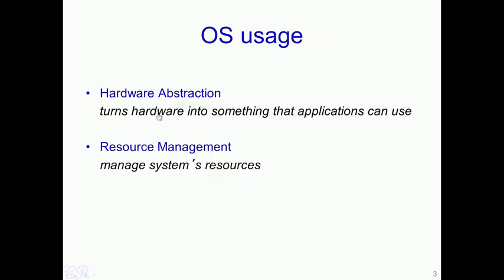To look at it broadly, the operating system is used for two things. It first provides hardware abstraction and second manages resources in the system. The hardware abstraction is used in order to turn the hardware into something that software applications can utilize easily, while the resource management is required because of the limited resources that are present in the computer. We will look at these two uses of the operating system in more detail.